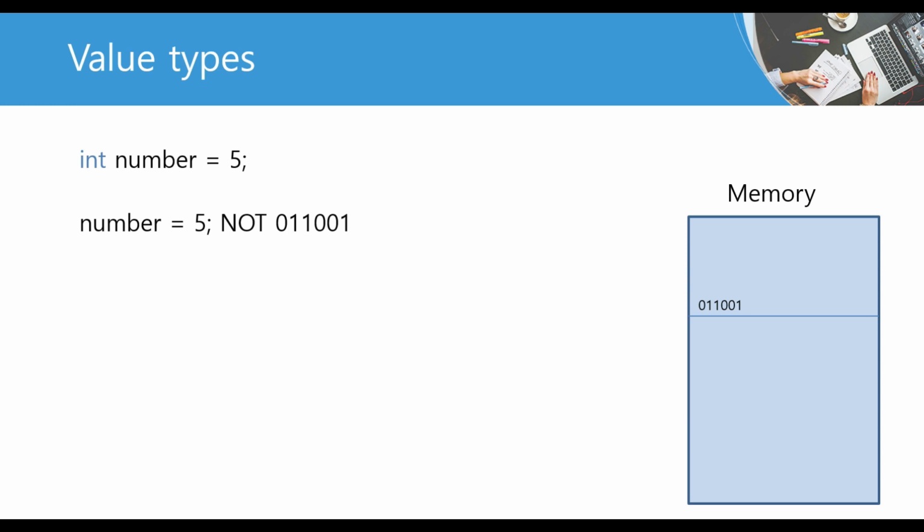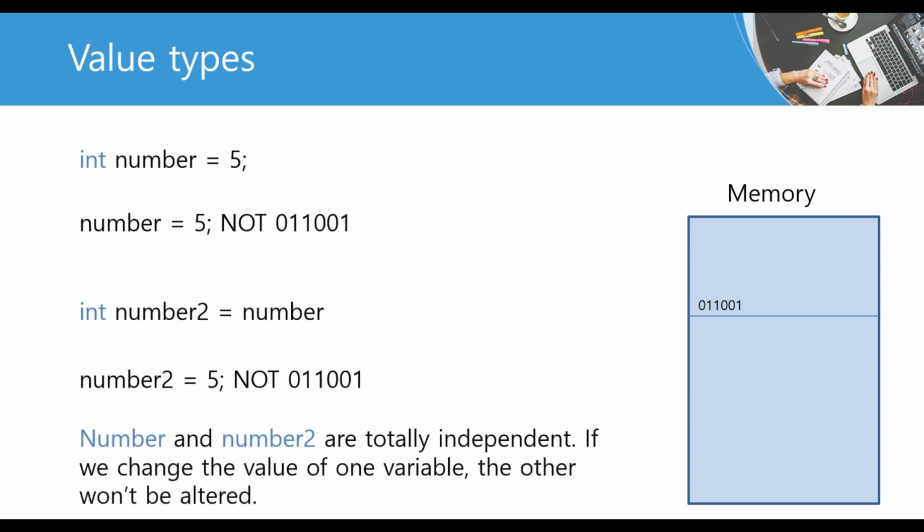If we create a second variable, number2, of type integer, and we assign it number, what will happen is that it will assign to number2 the value of number. So it will be 5, not 011001. Therefore number and number2 are totally independent. If we change the value of one variable, the other won't be altered at all. So this is how value types work.